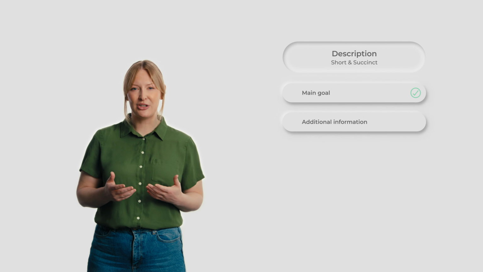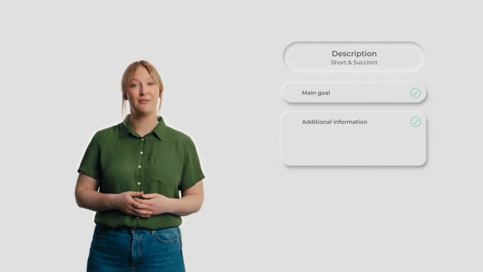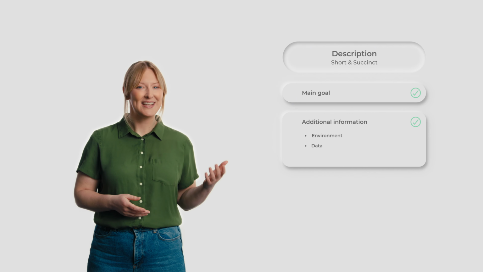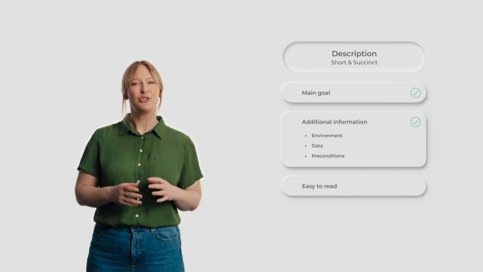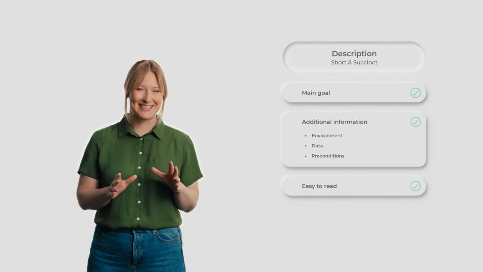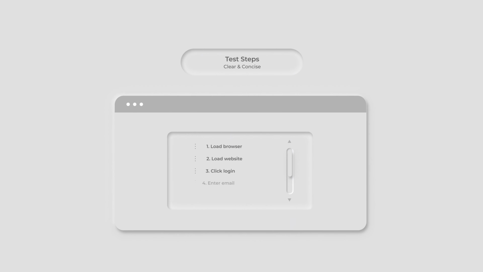Also, add any additional information that the tester could find useful, such as the test environment and any preconditions. Try to keep the description short and easy to read. We've now reached the most important part of a test case. Test steps are the instructions a tester follows to execute the test. To help with clarity, number your steps like bullet points, using a fresh line for each step.